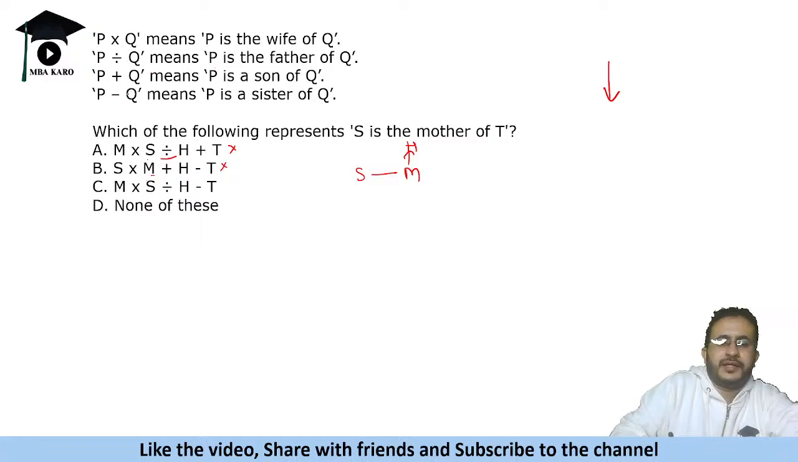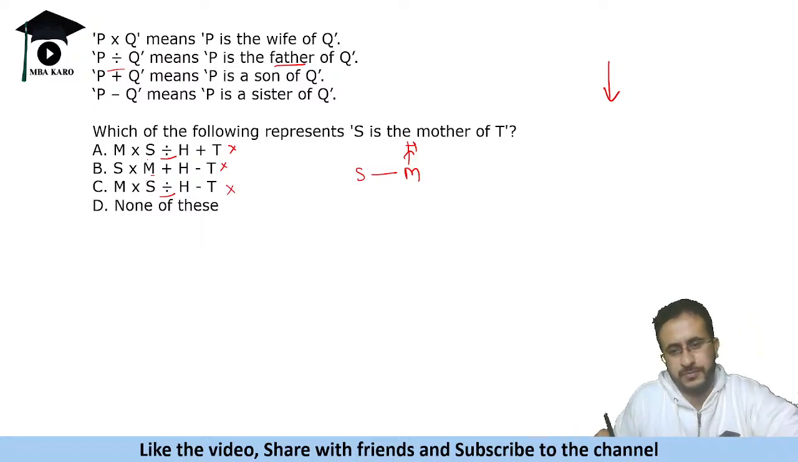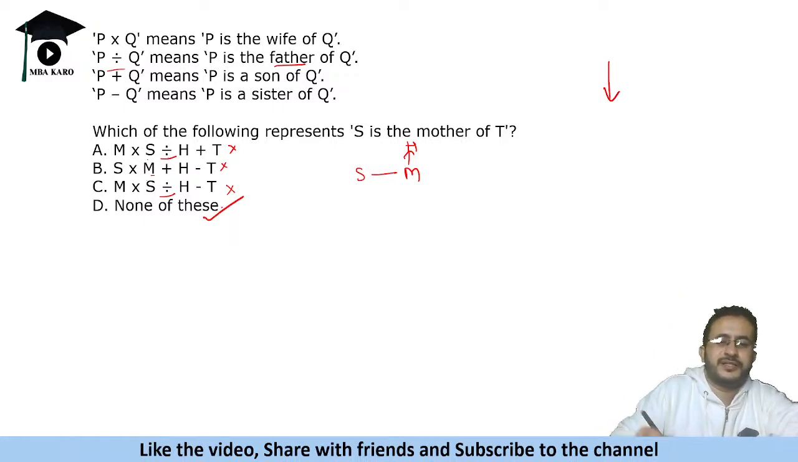Third option, again, this is male. This is a symbol for father, right? So father makes as a male. So this is also not possible. So we can eliminate the options very easily, right? So this answer is none of these.